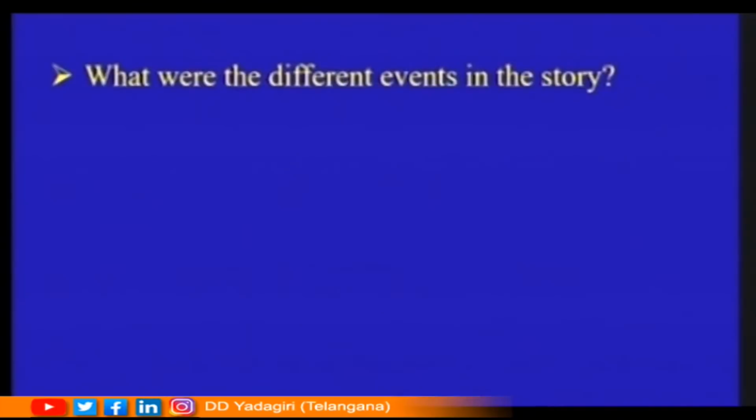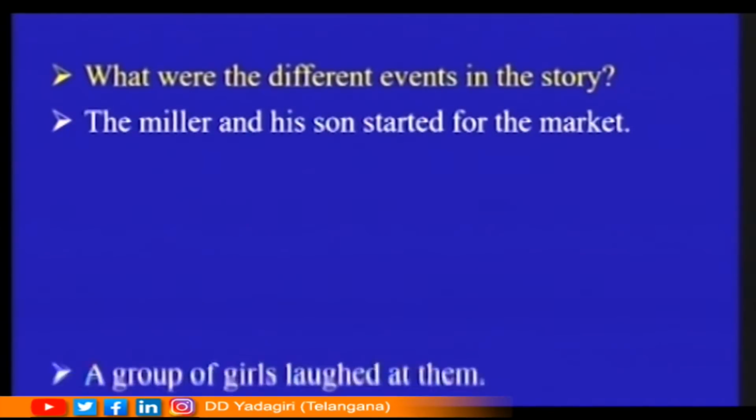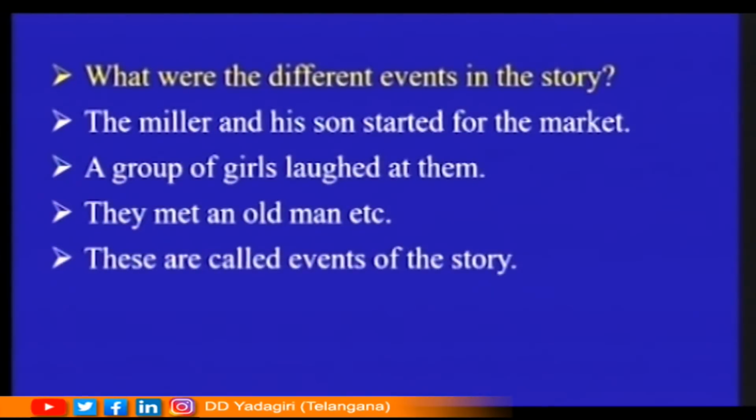Now, children, we have seen a quick recap of the video and whom they met on their way. Now, let's see the important features of the story. Look at the screen, children. What were the different events in the story? The miller and his son started for the market. A group of girls laughed at them. They met an old man, etc. These are called events of the story.